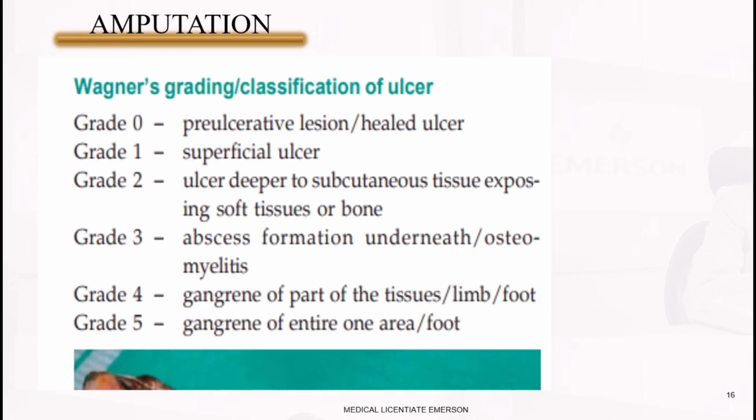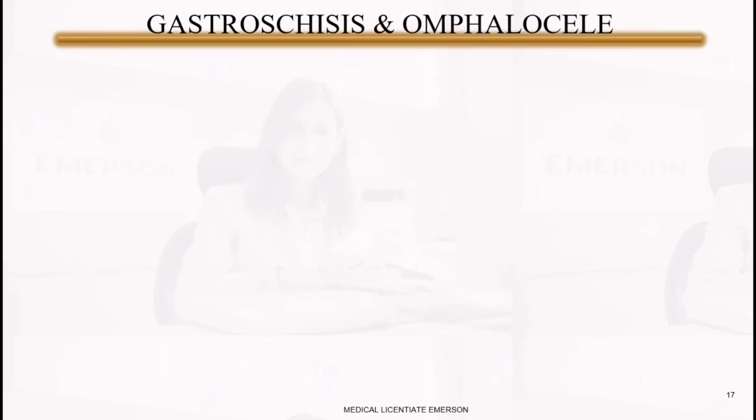Then we have Wagner's classification of ulcers in general. So we have grade 0 for pre-ulcerative region or healed ulcer, then grade 1 for superficial ulcer, grade 2 for ulcer deep to subcutaneous tissue exposing soft tissues or bone. Then we have grade 3 for abscess formation underneath or osteomyelitis. Then grade 4 we have gangrene of part of the tissues, limb or foot. Then we have grade 5 for gangrene of the entire foot. That's Wagner's classification.